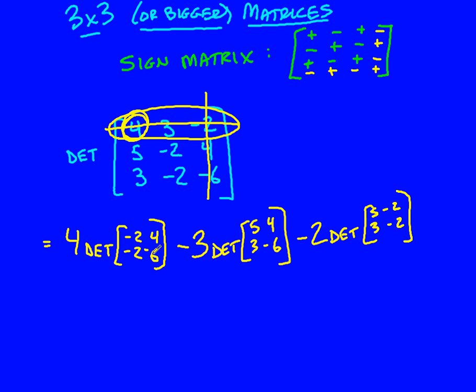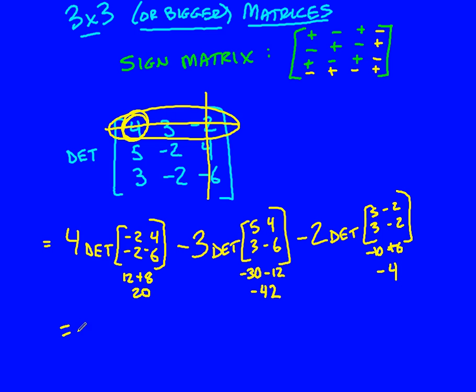So this here, negative 2 times negative 6, like we did in the last lesson, this should be 12, and then minus a negative 8, so 12 plus 8. So this is a determinant of 20. This guy here, 5 times negative 6 is negative 30, minus 3 times 4 is 12, so this is a negative 42. And this guy here, 5 times negative 2 is negative 10, minus 3 times negative 2 is negative 6, so I should get a negative 4 as that determinant.